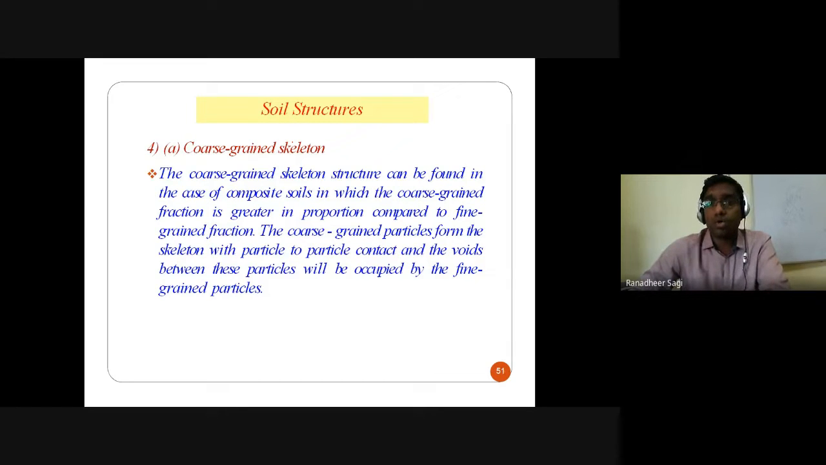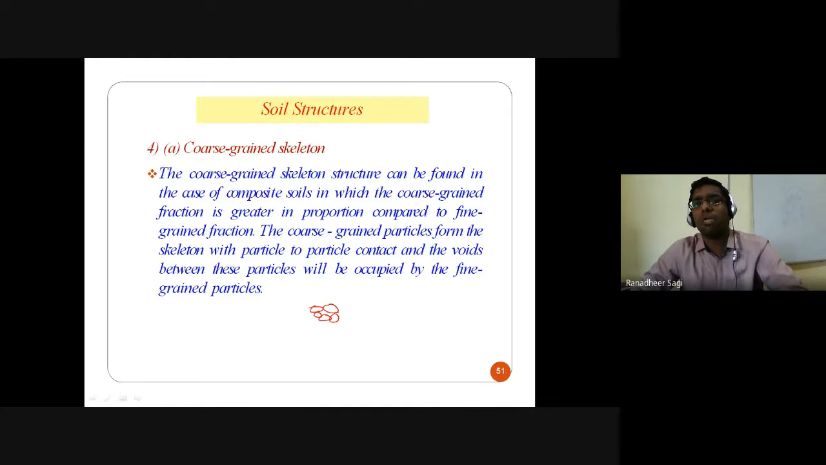Next is coarse grained skeleton structure. Typically, this coarse grained skeleton structure is a particle mixture arrangement where predominantly coarse grained particles are there, and a very small quantity of fine grained particles are there in that particular soil mass. So it's a mixture of coarse grained particles with fine grained particles and their subsequent arrangement, where first we understand that coarse grained particles are arranged something like this. Let's say one particle, another particle, another particle, like this.